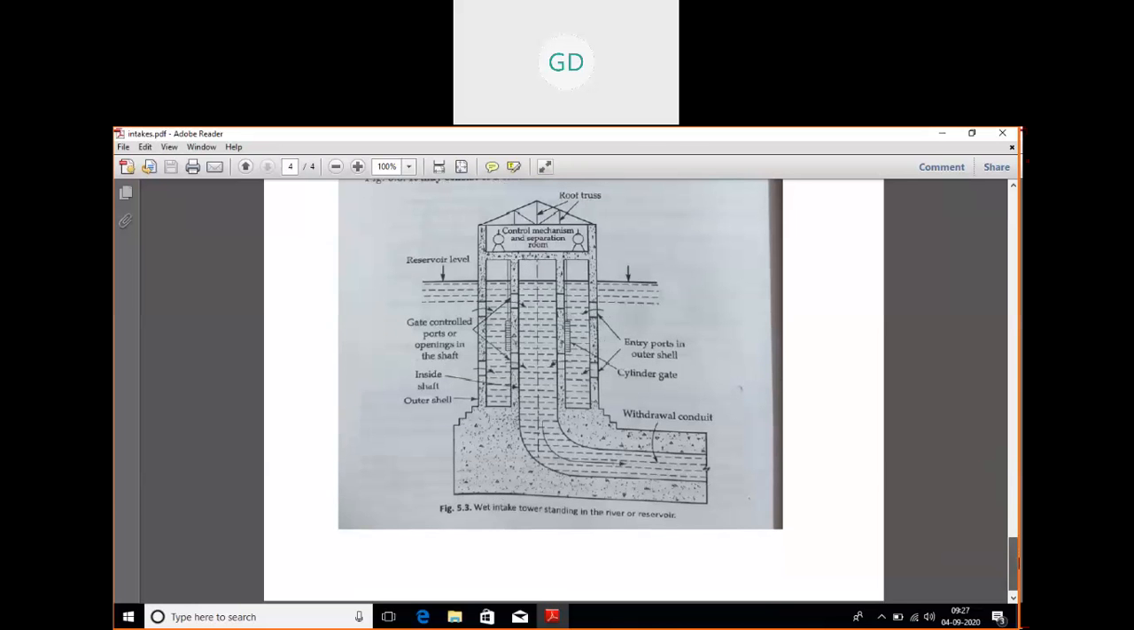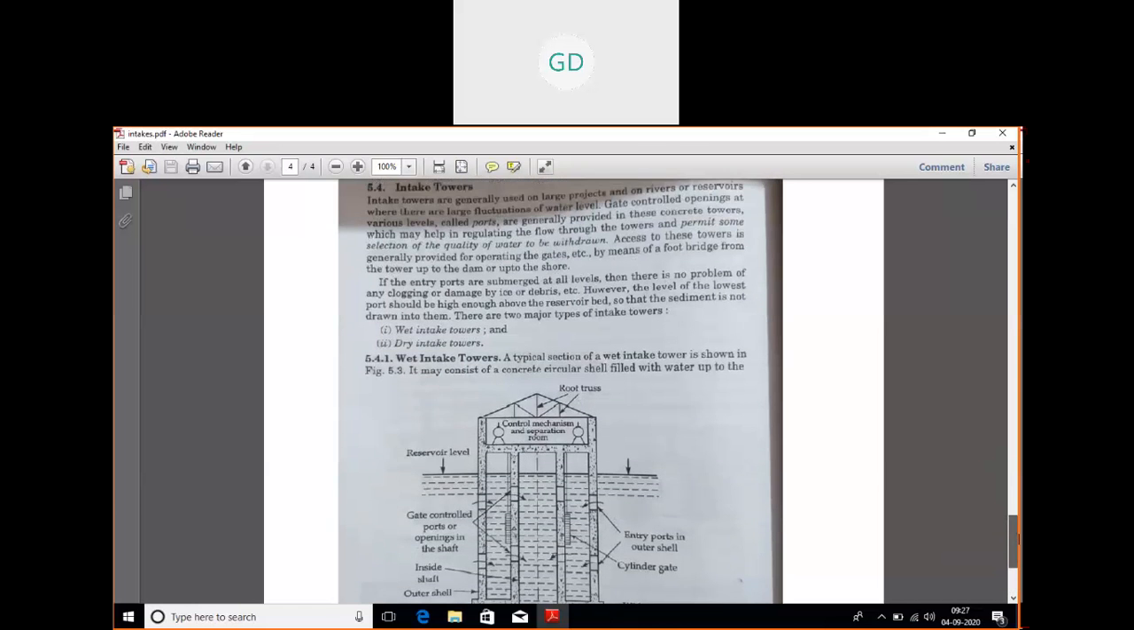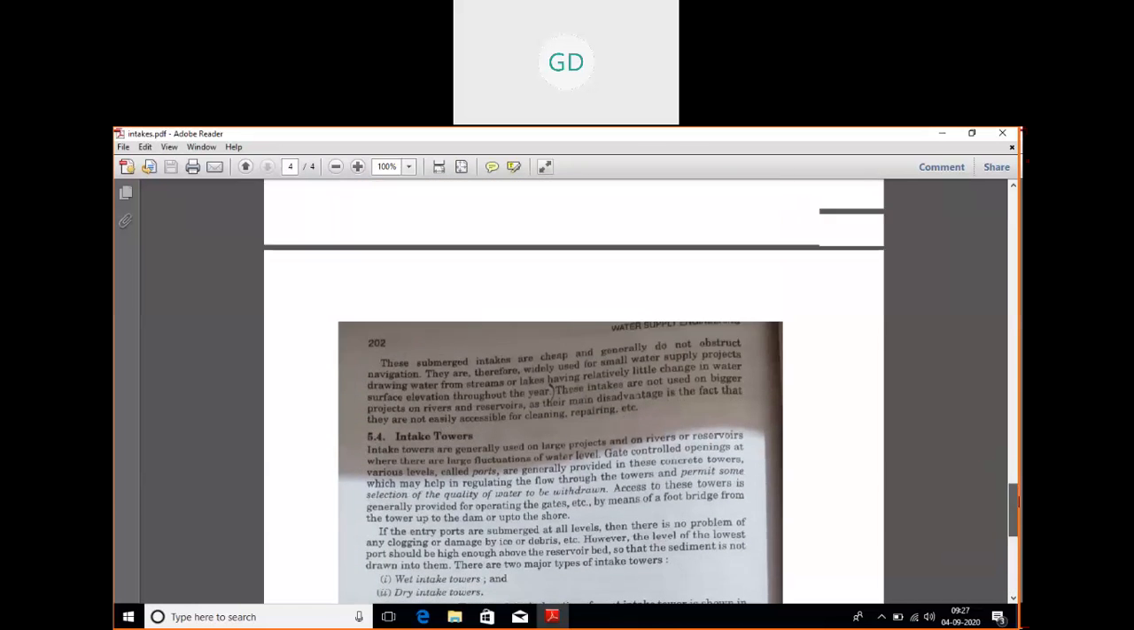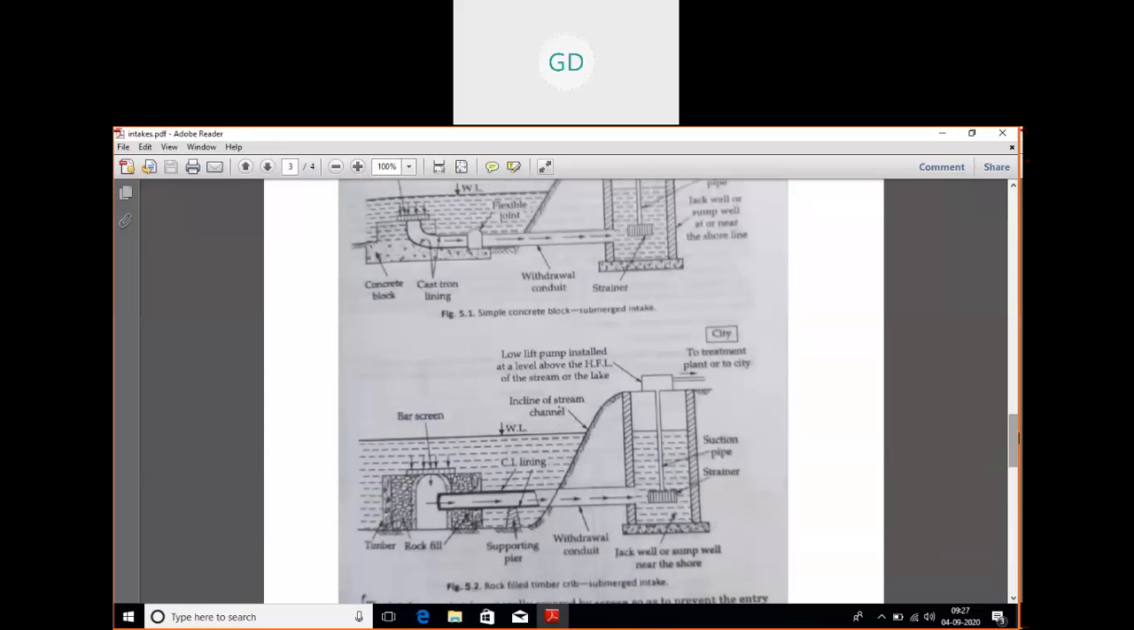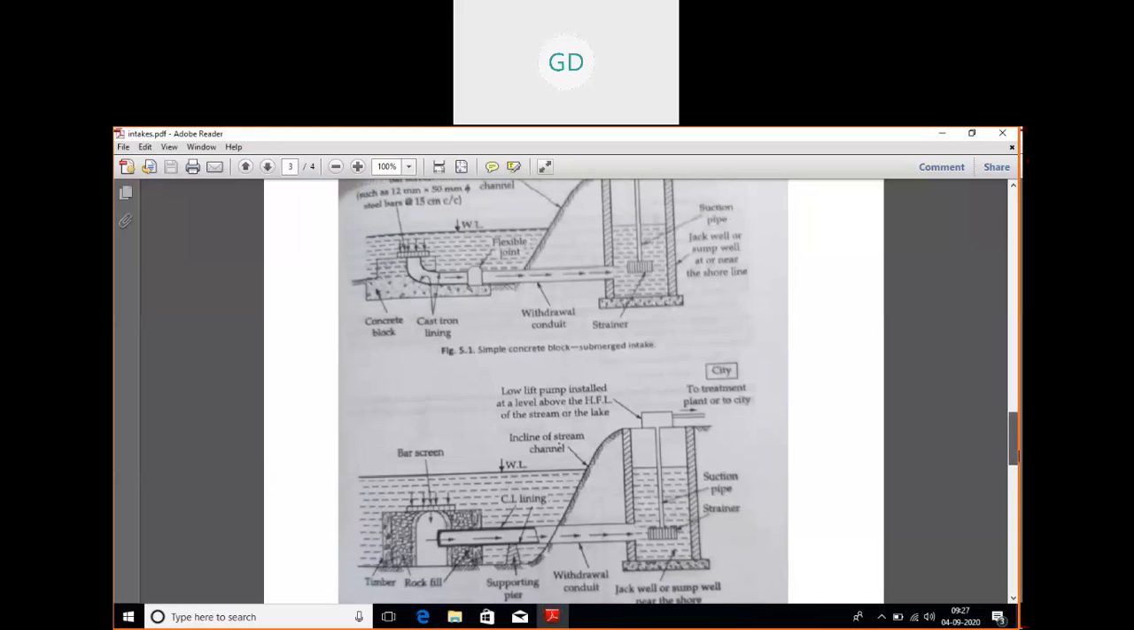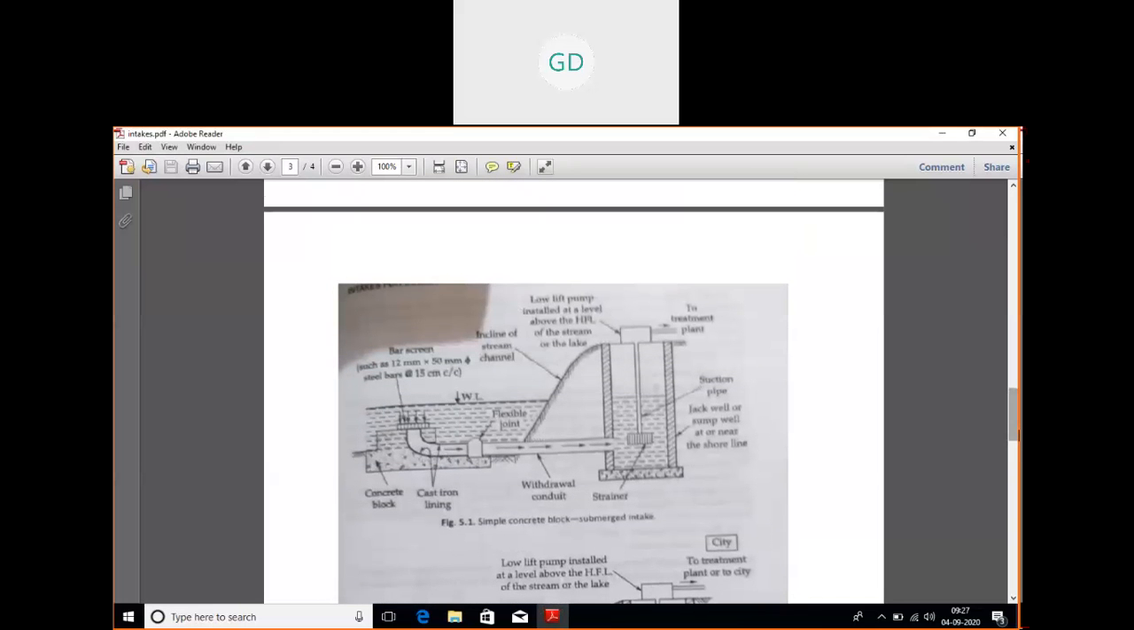Okay. So you have taken the screenshots, I guess. Anyone left out to take the screenshot? You can make this drawing. Okay. This drawing you can make and you can write briefly. You can write down the submerged intake.